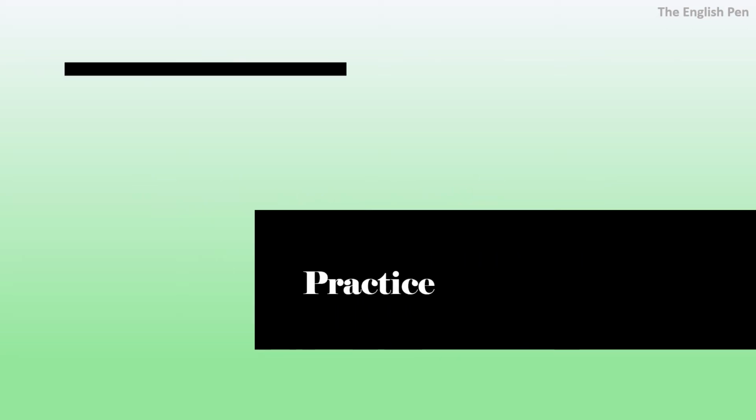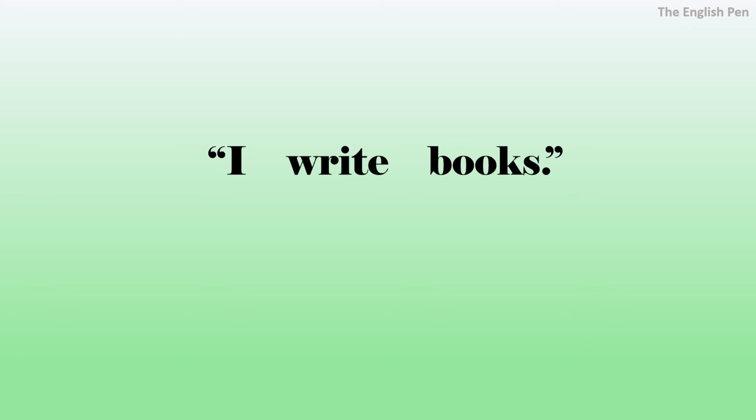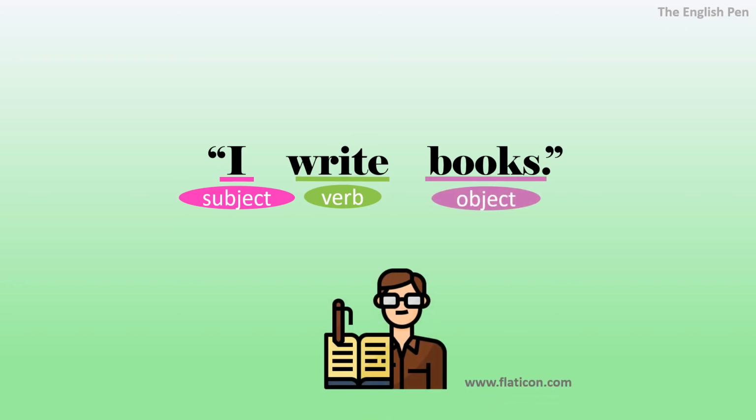Now, let's practice. In the following sentence, we have I write books. We need to identify the subject, verb, and object. Let's start with the subject. Who or what is the sentence about? The sentence is talking about I, so that's our subject. What is the subject doing? The subject writes, so write is the verb. Finally, let's find the object. What am I writing? I write books, so books must be the object.